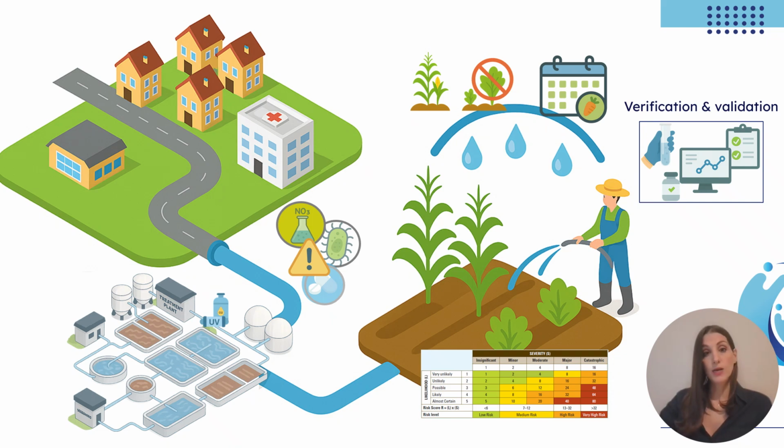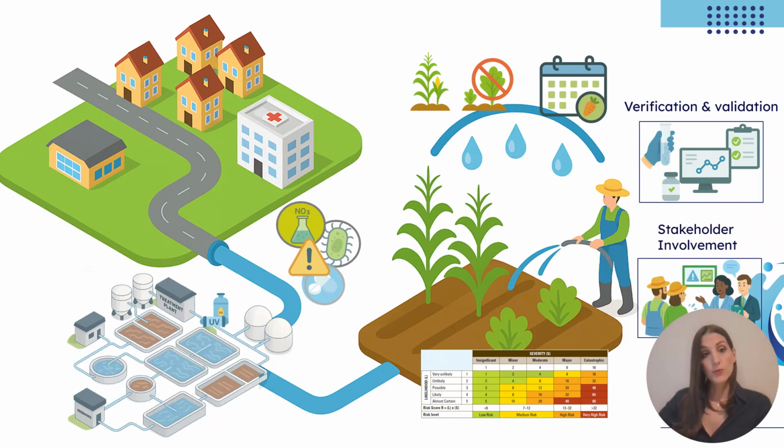Finally, stakeholders play a key role. Local farmers and regulators are trained in safe practices and receive clear communication about risks, controls, and monitoring results. This example shows how safety plans work in practice, providing a structured way to make water reuse safe, transparent, and trusted.